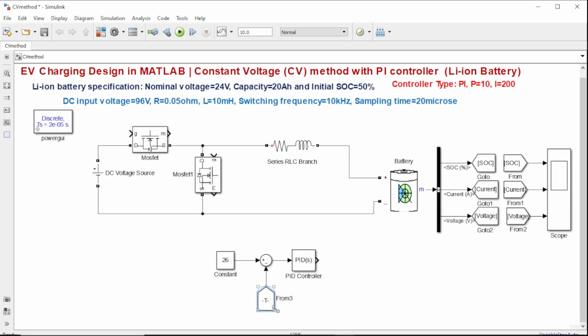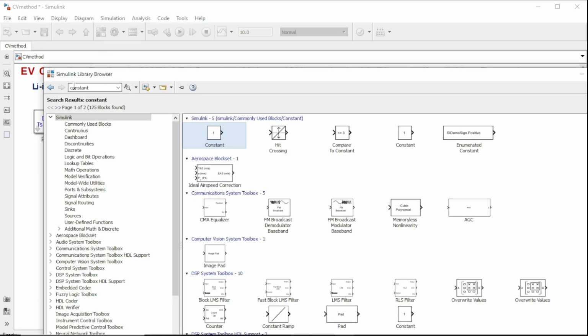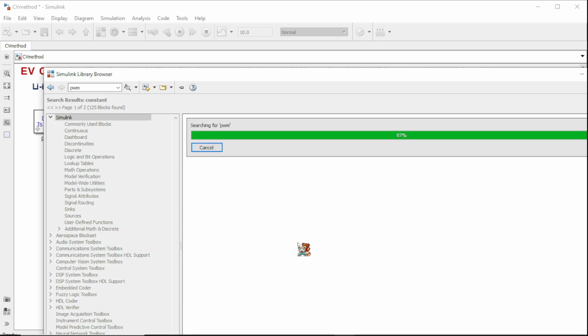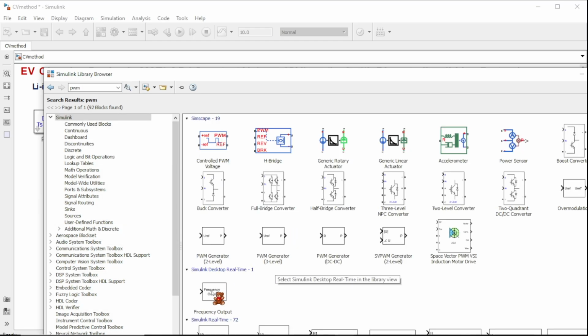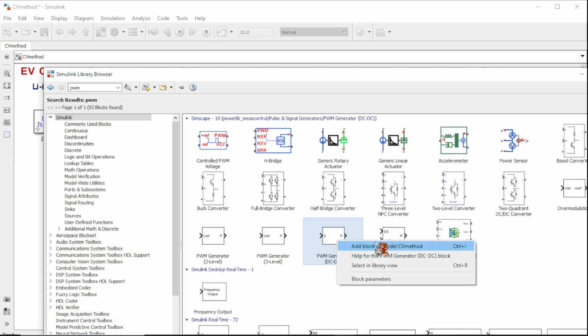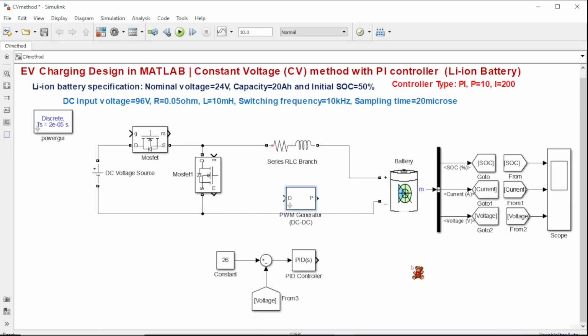Now we have to generate the signals. So that's why we require the PWM generator, because we need the pulse to control the switching. Okay, so that's why we are using the PWM signal. So here you can see I am taking PWM generator DC to DC.